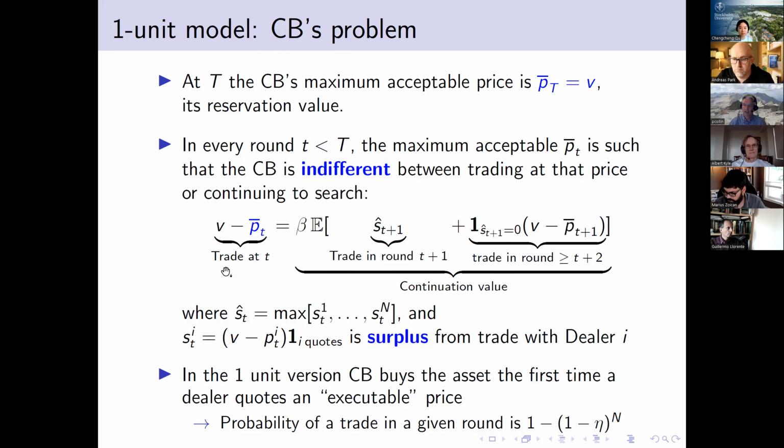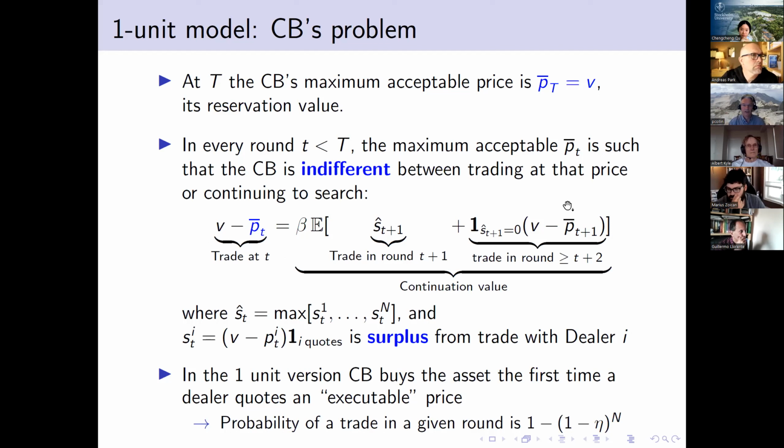So we have this dynamic equation that pins down the maximum price that the central bank would be willing to pay in any given round T, given the future known distribution with which dealers will quote in future rounds, and given the reservation price the central bank has in future rounds. And so we get this nice recursive structure where we can construct the equilibrium quoting density of dealers and the range of that essentially determines the trading policy of the central bank.